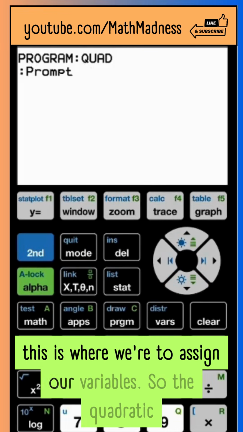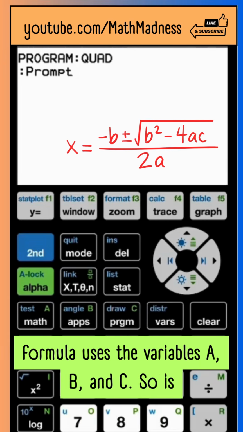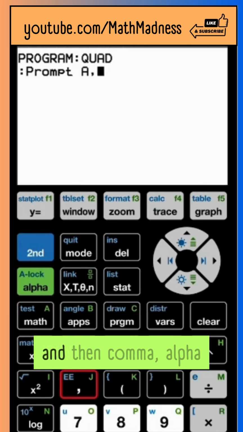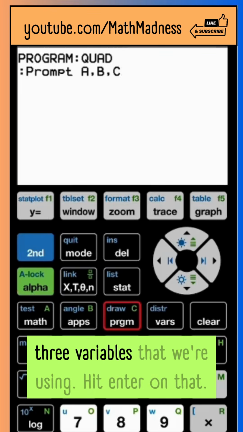Now this is where we're going to assign our variables. So the quadratic formula uses the variables A, B, and C. So that is what we are going to input. So hit alpha A and then comma, alpha B, comma, alpha C. Those are the three variables that we're using.